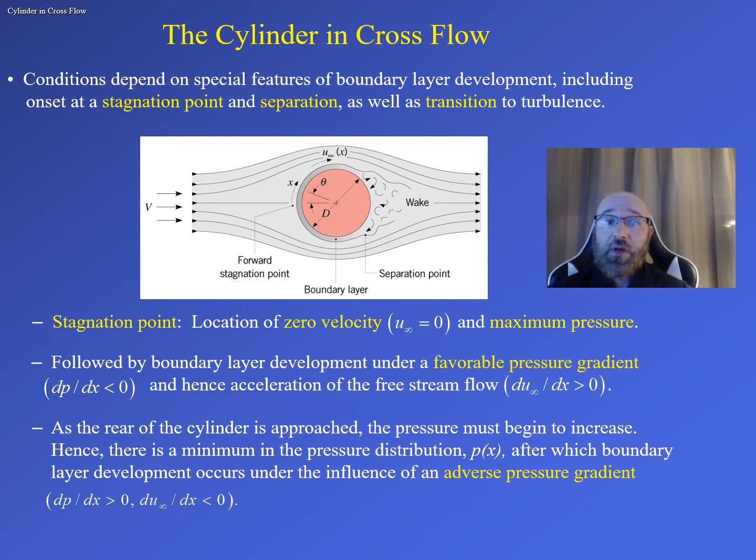Now, one thing that we want to note here is that as the rear of the cylinder is approached, the pressure must begin to increase. Hence, there's going to be a minimum in the pressure distribution, our p of x, after which boundary layer development occurs under the influence of an adverse pressure gradient. So we have the relationship that we see here, that our derivative of pressure with respect to position, dp/dx, is going to be greater than 0, and the derivative of velocity relative to position, our du infinity/dx, is going to be less than 0.